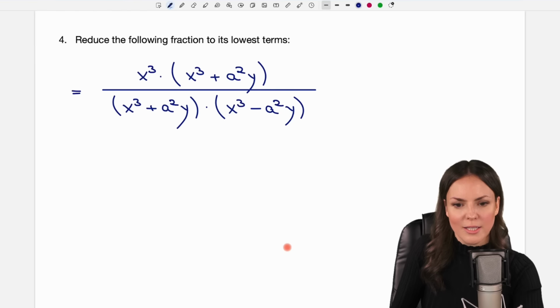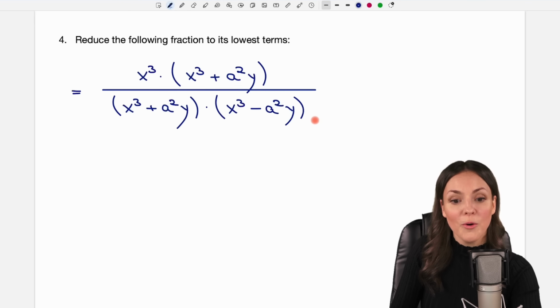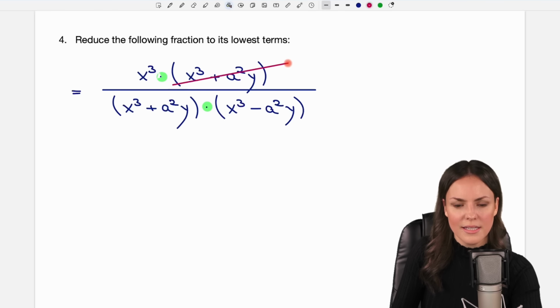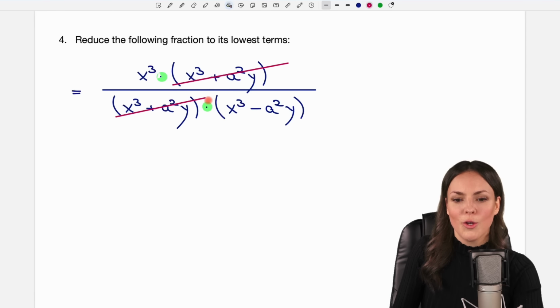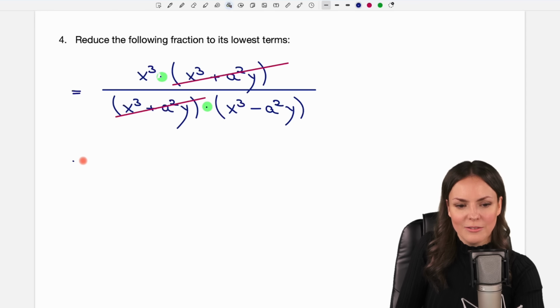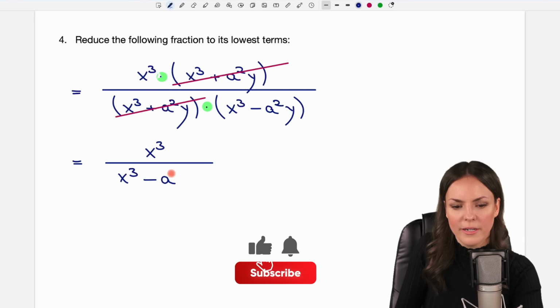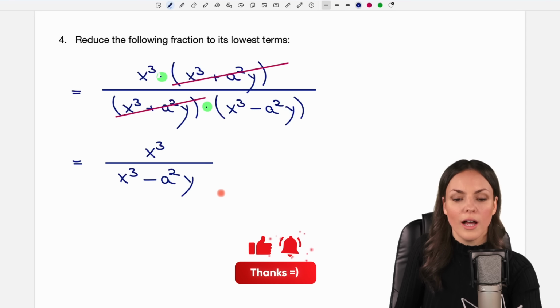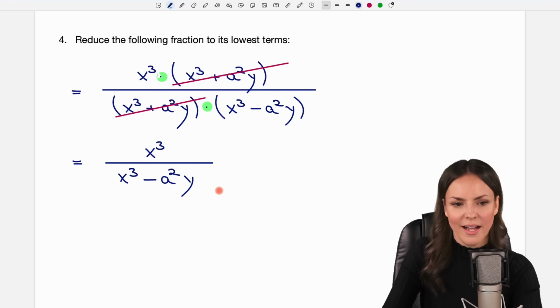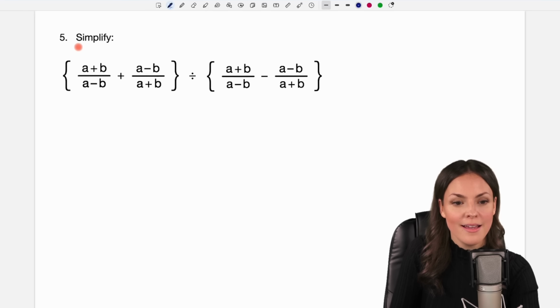I wrote this down on the next page again, and now we have products and things that we can cancel out because this is the same as this. So we can cancel it out, and the only thing that is left is x cubed in my numerator, and this part here in my denominator, and this is all I can do, and I go to number 5. Simplify.